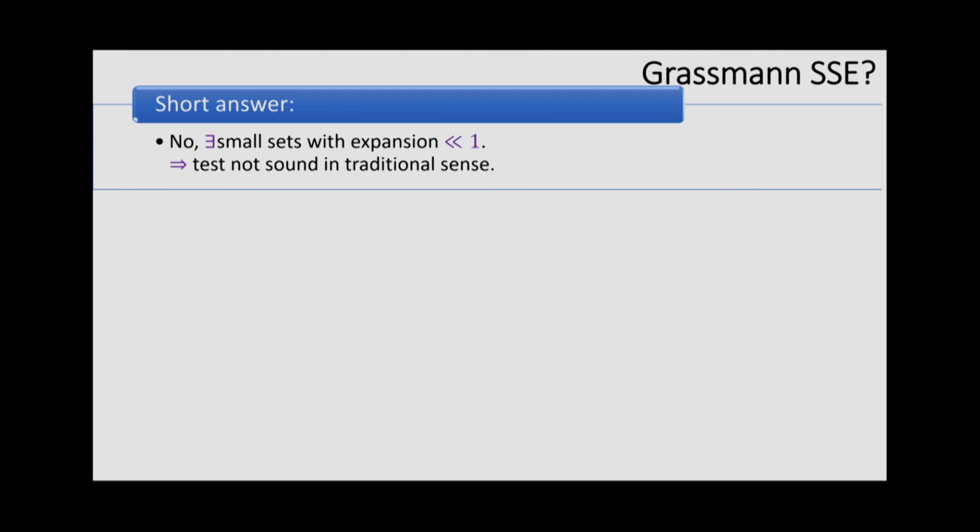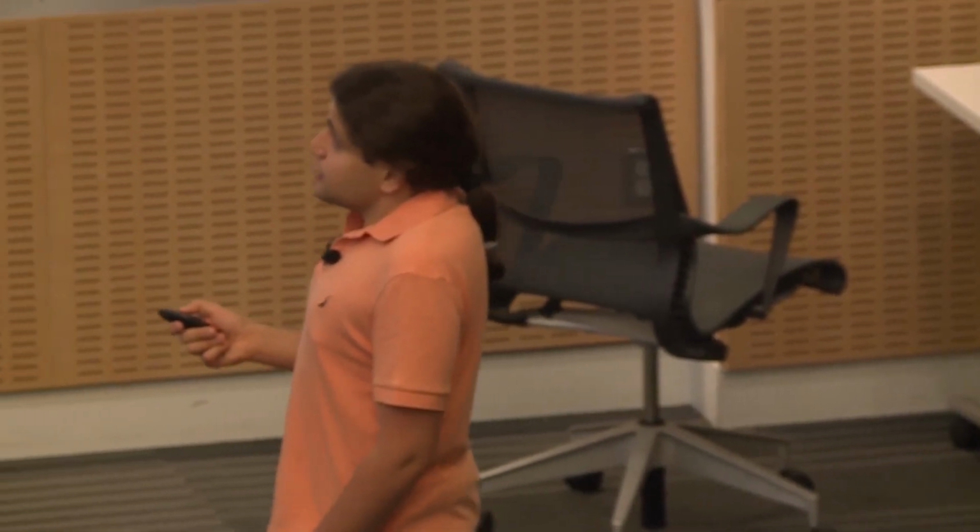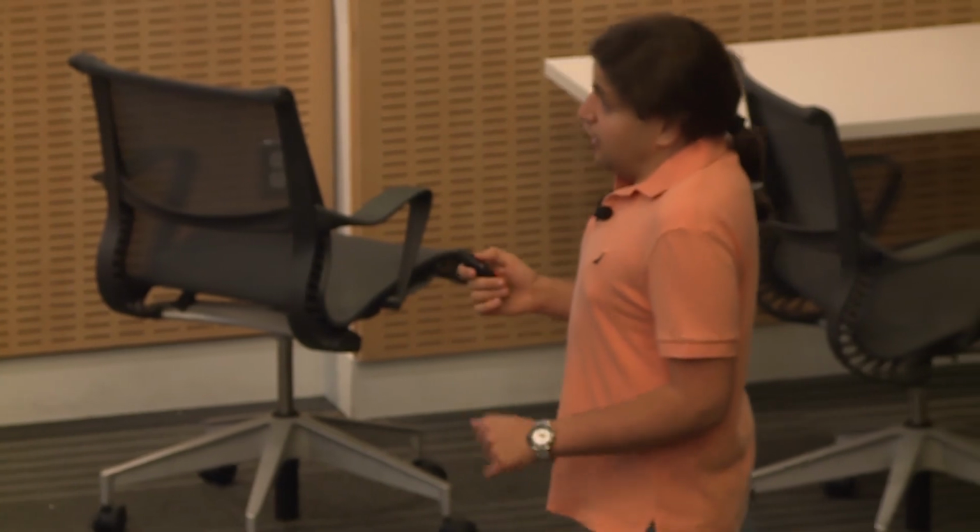And the short answer is that the Grassmann graph is not a small set expander. There are small sets with expansions bounded away from 1. So you have to consider different notions of soundness. And actually, we have examples of such sets of two types. I'll not say what they are. And if you run this construction, you get a set of counterexamples for the test.